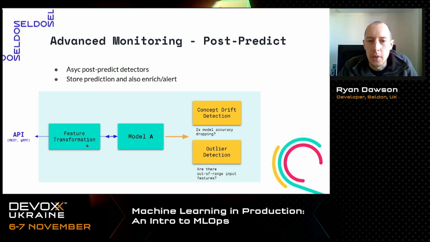One thing we can do about this is to send all of the request data through to detector components. Those detector components will look for anything that might be going wrong, so that we can flag those predictions if we need to. So let's drill a little bit further into what we might need to detect.